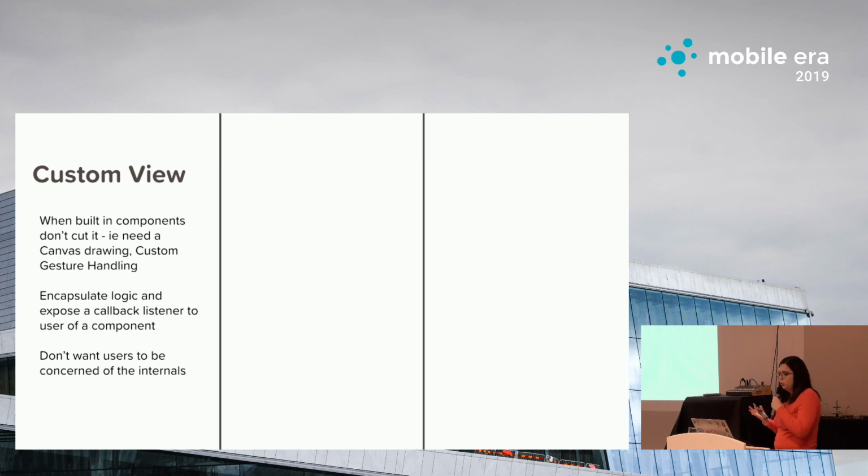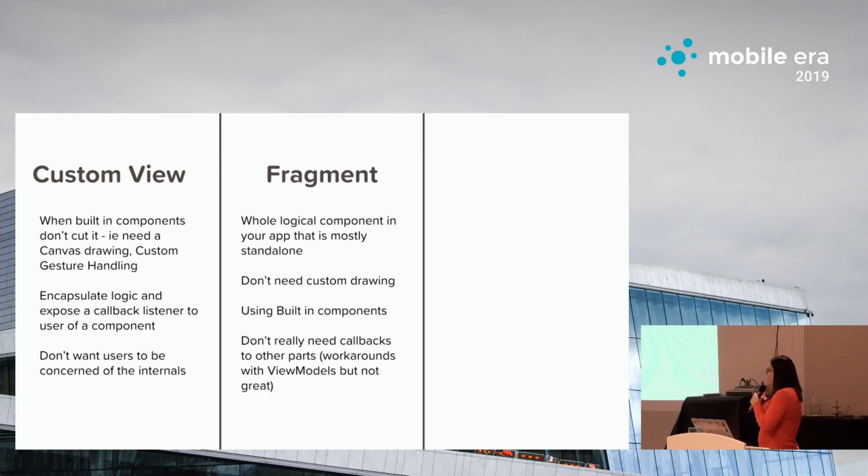I also use a custom view to encapsulate logic and expose a callback listener for reuse of that component. So if I have a component that I want to put in different portions of my app, but I want to get access to maybe the gesture when it ends, I want to get notified, I create a callback and then reuse that custom view at certain points. And this is also when I don't want users of my view to be concerned with the internals of how this view works. I don't want them to know the gestures and how they deal with it. I just want them to be notified when the gesture's finished or when the interaction with the control is done.